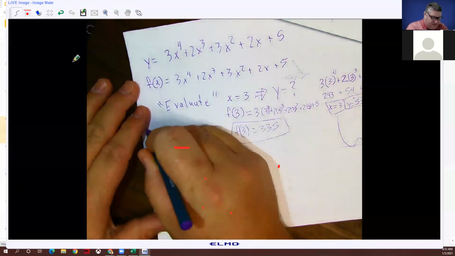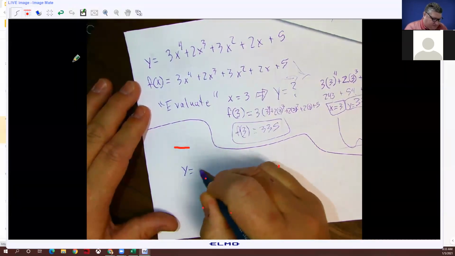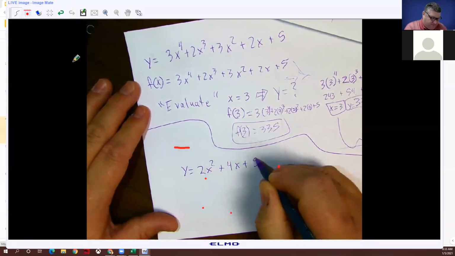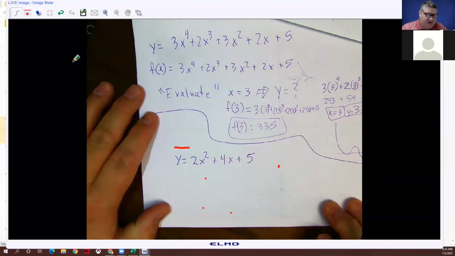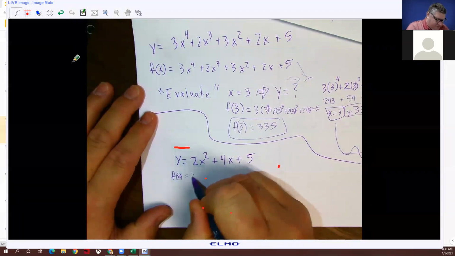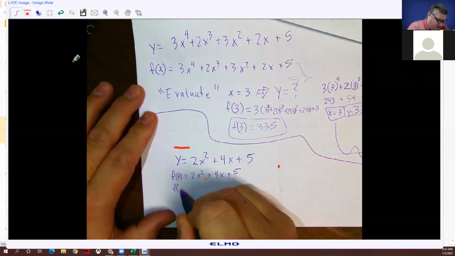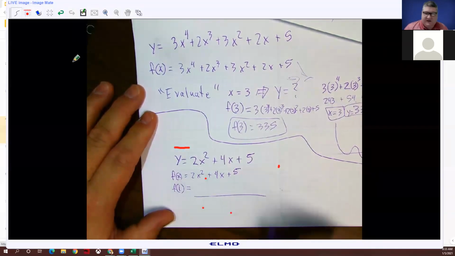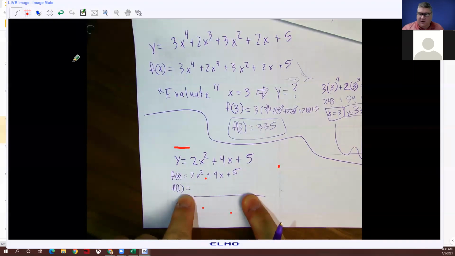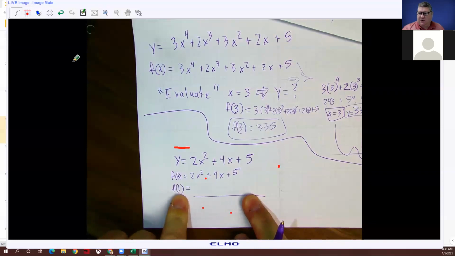So let's do another example of one that's smaller. y equals 2x squared plus 4x plus 5. This is one you should have done in Algebra 1. And so f of x would equal 2x squared plus 4x plus 5. And if I wanted to know f of 1, what would I do to figure out f of 1? Somebody tell me, how do I find out what this function is when I plug in 1?